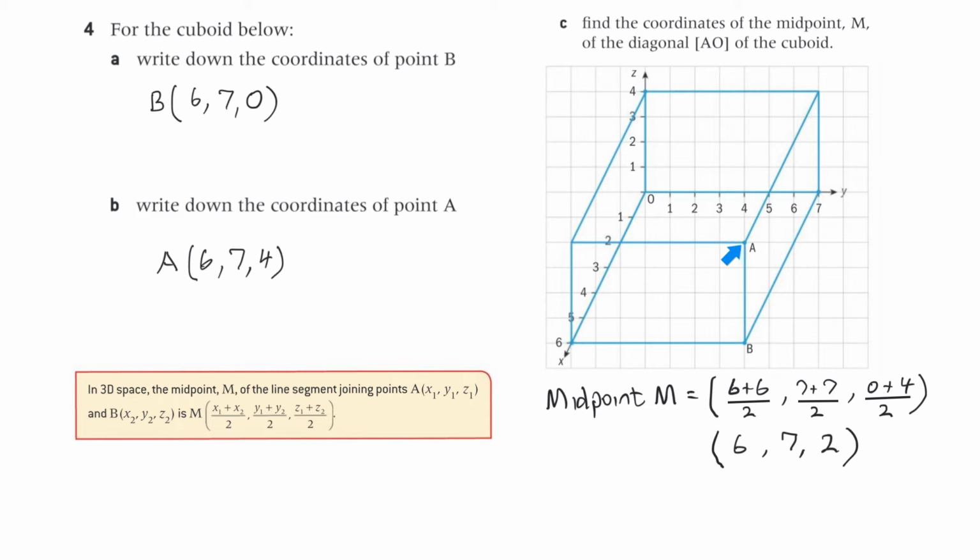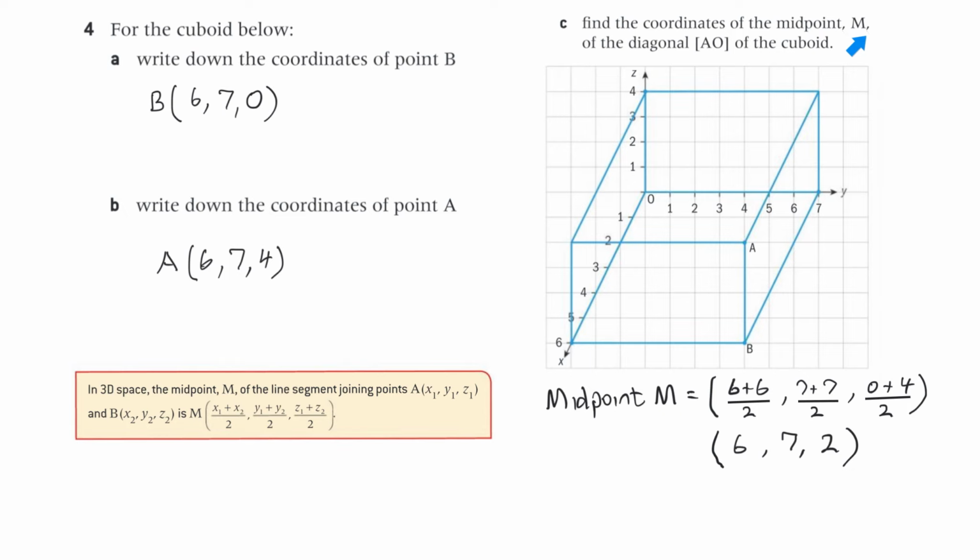The y value is 7 because it's on this plane. That's the same as B was. Remember, that whole plane is y equals 7. So it's 7. But it's 4 higher on the z-axis. So it's not 0. B was 0, but it's 1, 2, 3, 4 up. So that's 4.